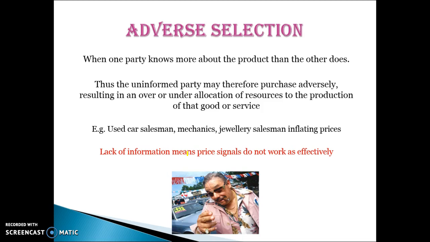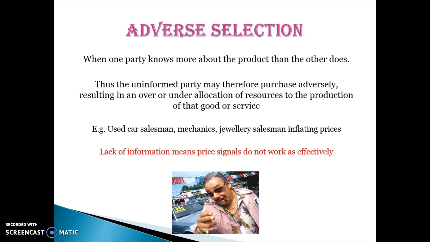So first of all, I just want to explain what adverse selection is, then we'll look at a whole range of examples of asymmetric information. So adverse selection occurs when one party knows more about the product than the other does. So thus the informed party, as a result of that asymmetric information, purchases adversely. And therefore there's an over or under allocation of resources to certain products. So the adverse selection may be purchasing a second-hand car which isn't up to scratch, and therefore that means you're not maximising your living standards because you've now got a car without an engine or something like that.